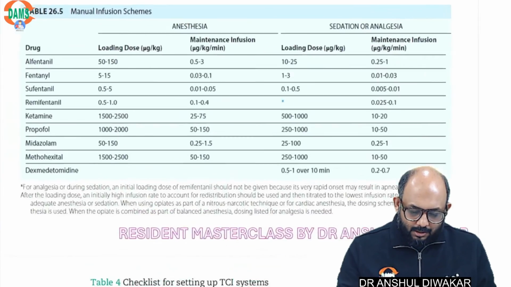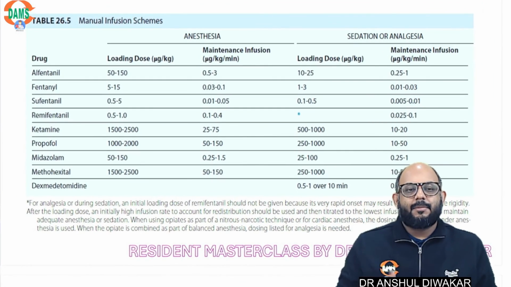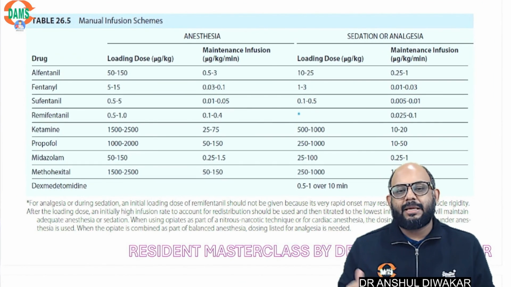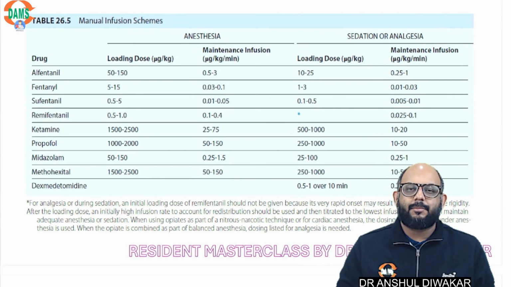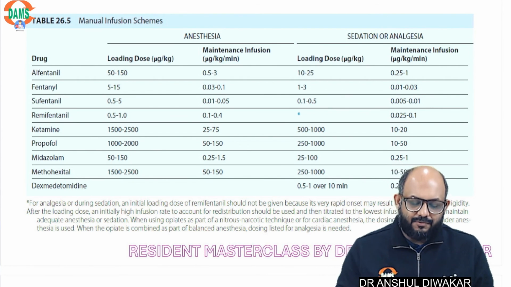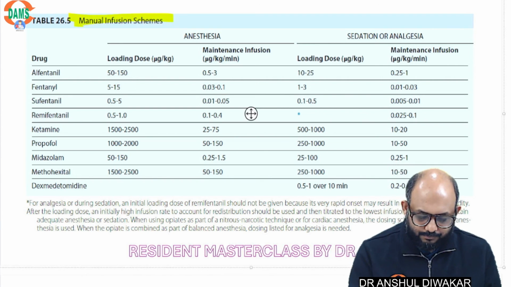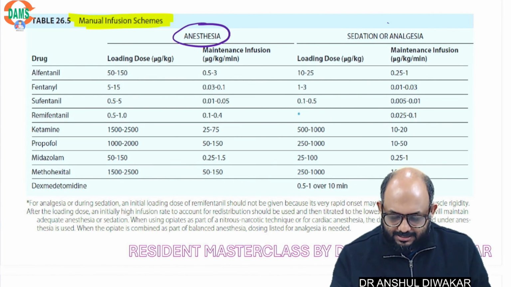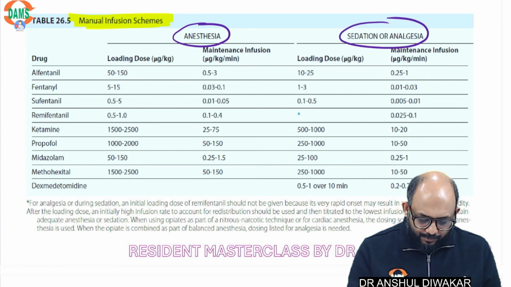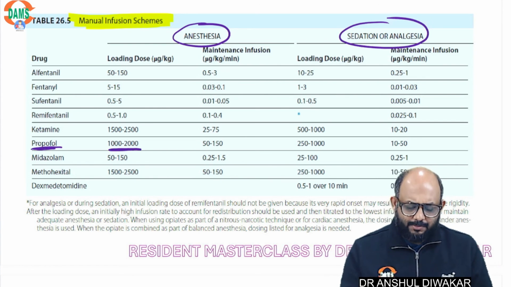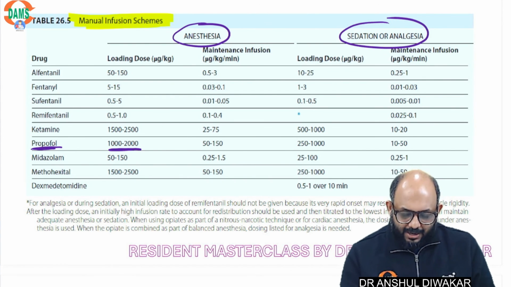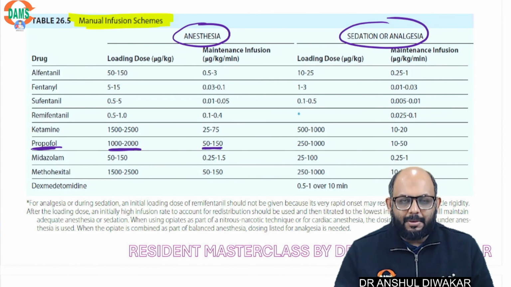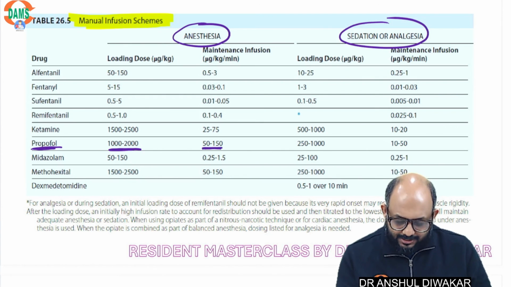Okay. Now I know there is always this dilemma in the mind: sir, ultimately we will not get a TCI pump, so how are we going to use it? So this is a very good table given in Miller's textbook of anesthesia, which tells us the manual infusion schemes. For anesthesia, obviously the dose required would be higher as compared to sedation or analgesia. If you look at propofol, the loading dose is 1 to 2 mg per kg, and then infusion is 50 to 150 microgram per kg per minute, and for sedation it will become half to one-fourth like this.